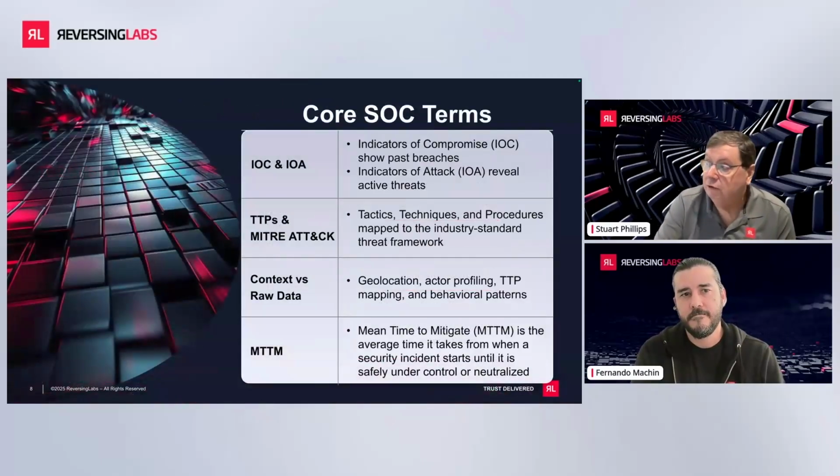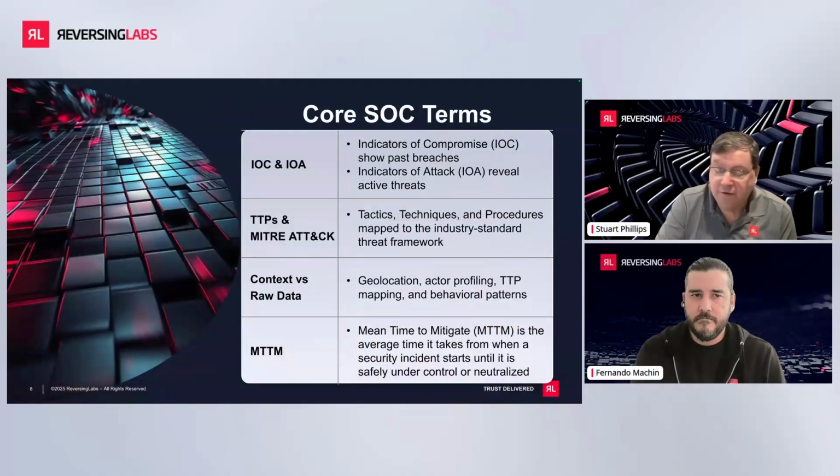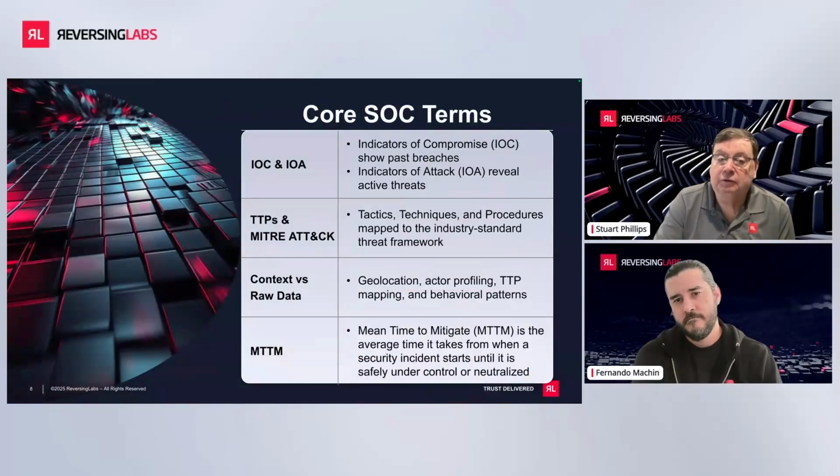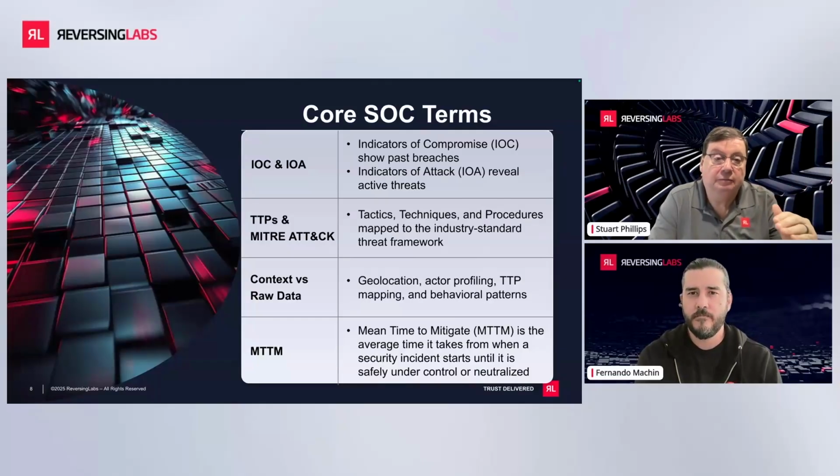So we talk about core terms. Again, people should know these things: indicators of compromise, TTPs, context, and mean time to mitigate. One of the things we talk a lot about with mean time to mitigate, which I think a lot of people don't understand, is if you receive a file that's bad and it's on your laptop, and I, as a SOC analyst, isolate your laptop from the network, the threat has been mitigated.